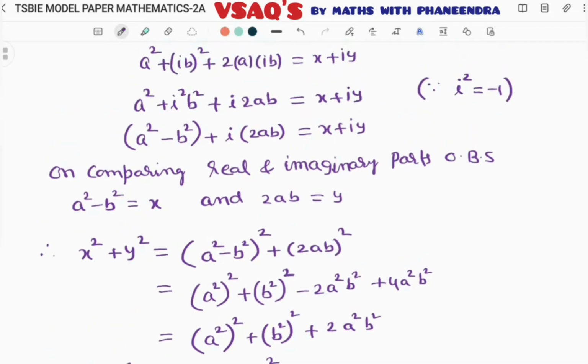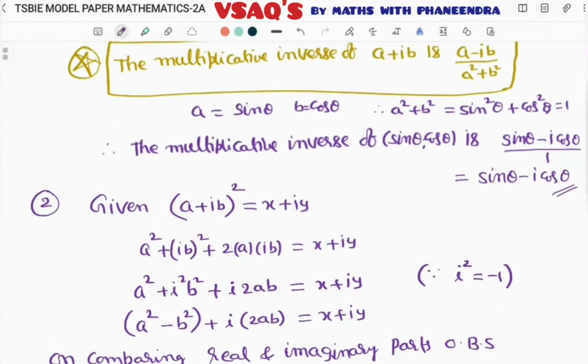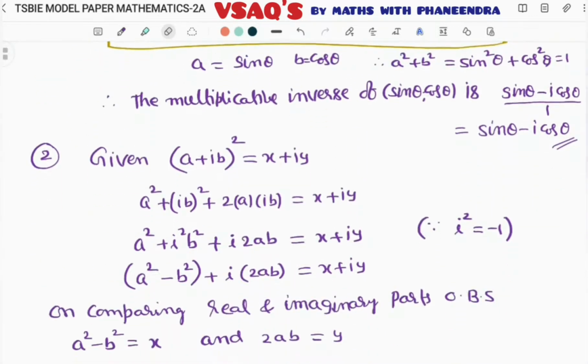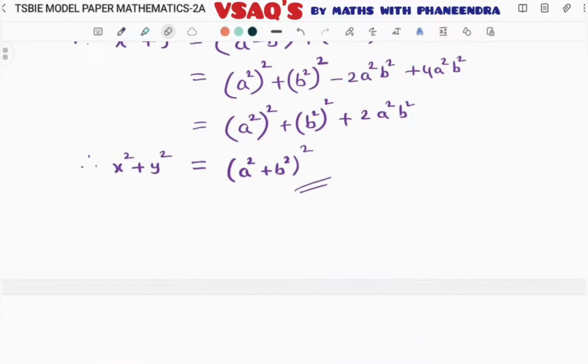Now we will move to question number 3. What is question number 3? Z1 equal to (2, minus 1), Z2 equal to (6, 3). Here students, observe carefully. Z1 equal to (2, minus 1), Z2 equal to (6, 3). They are asking to find Z1 minus Z2. So question number 3.